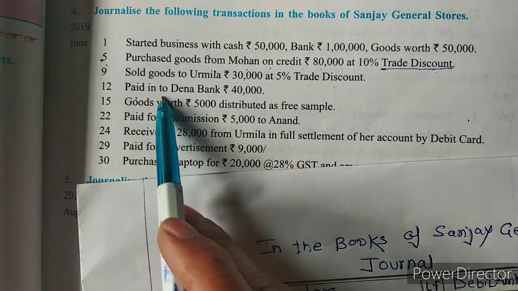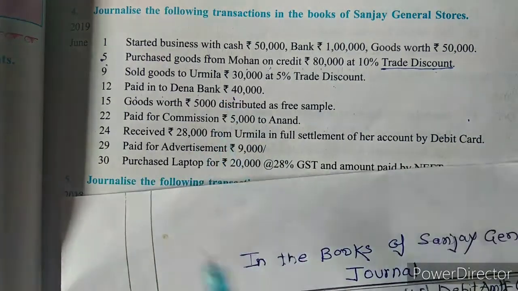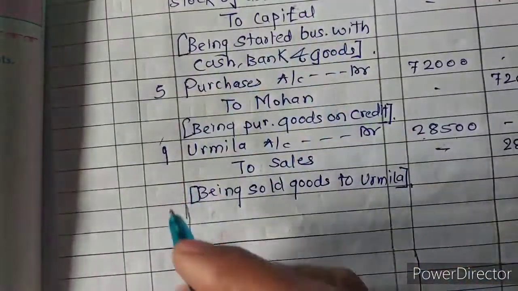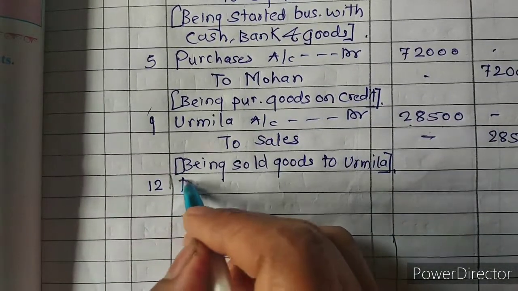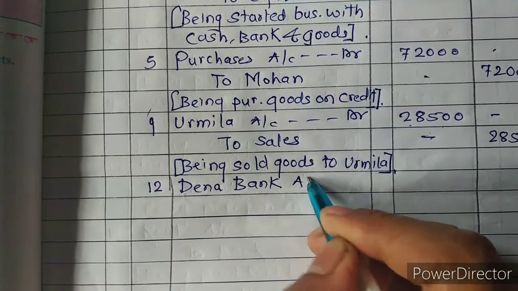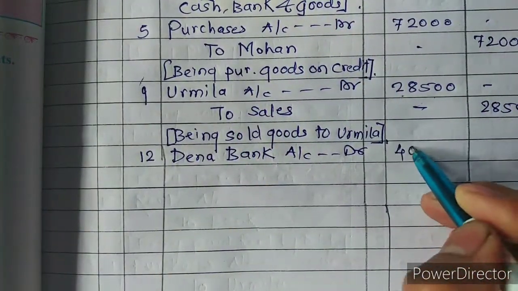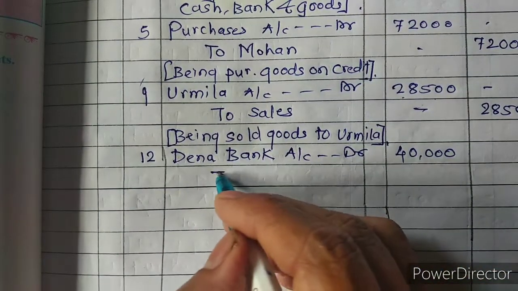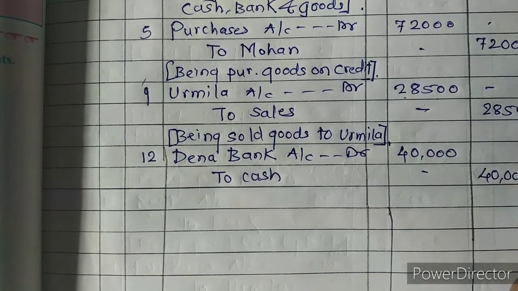Next, paid into Dena Bank rupees 40,000. Now who is the receiver? Dena Bank is the receiver. Your entry will be on 12th June. Dena Bank is the receiver. Dena Bank account debit, and amount is 40,000, and cash goes out to cash account credit 40,000.